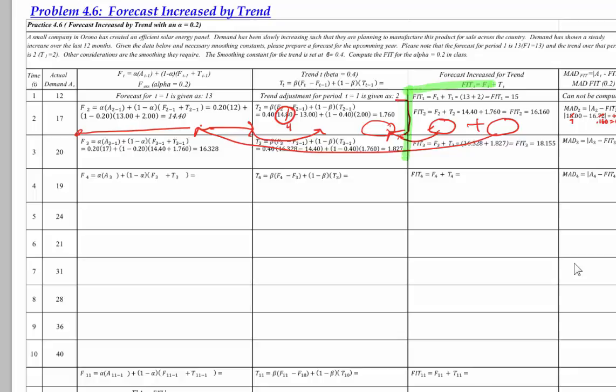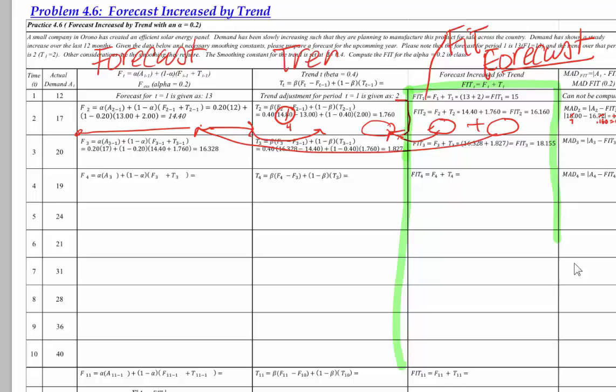because this is actually the forecast we want. This is where the fit forecast is. So in order to get the fit forecast, we have to compute the forecast using simple exponential smoothing. We have to compute the trend, and then we have to add those together. So you can see right here that the fit forecast is comprised of the F in the period plus the T in the period. That's what this is, the forecast and the trend.